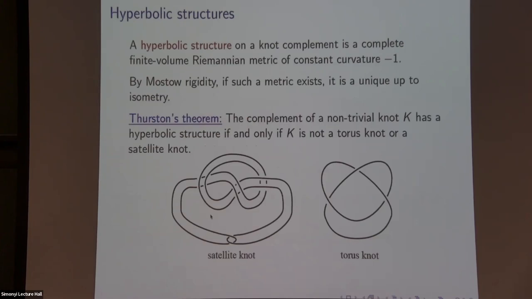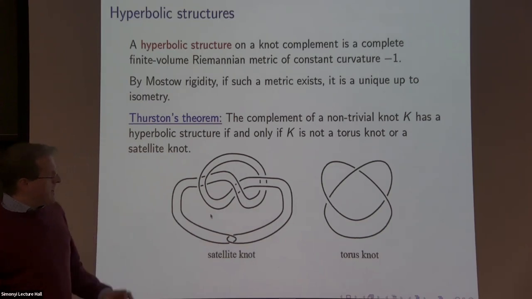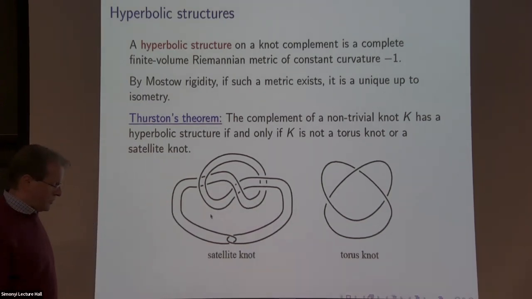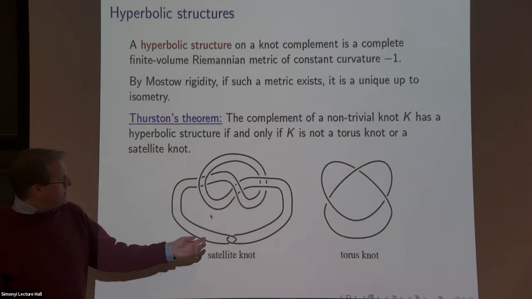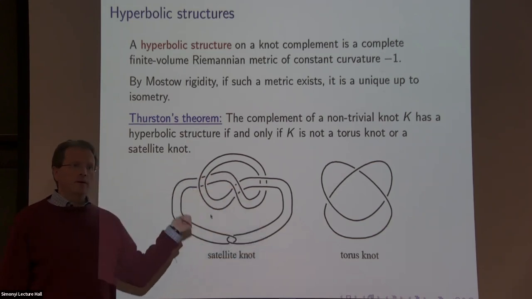So on the other side, we have hyperbolic structures, and Andras talked about them, but I'm just gonna recap. A hyperbolic structure is a complete finite volume Riemannian metric of constant curvature minus one. Mostow rigidity says that if you have such a metric, then it's unique up to isometry. And Thurston's so-called monster theorem says that the hyperbolic structure exists on many knot complements. It says specifically that the complement of a non-trivial knot has a hyperbolic structure if and only if it's not a torus knot, in other words, can't be drawn on the standardly embedded torus in three space, and it's not a satellite knot, which is where you've taken some non-trivial knot and then drawn your specific knot in a little regular neighborhood of it in a non-trivial way.